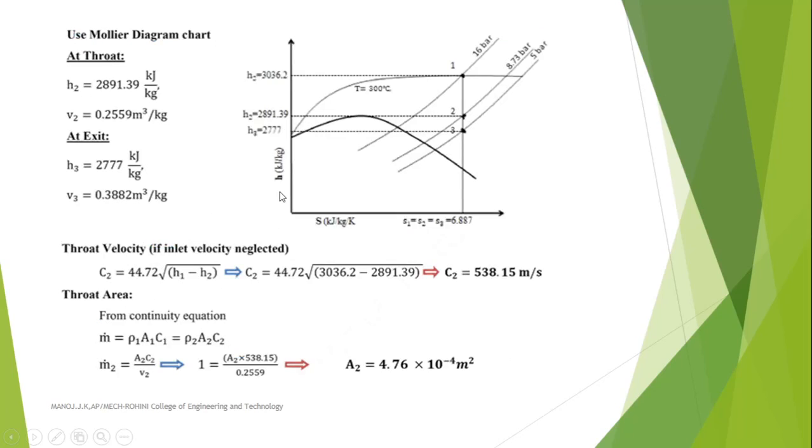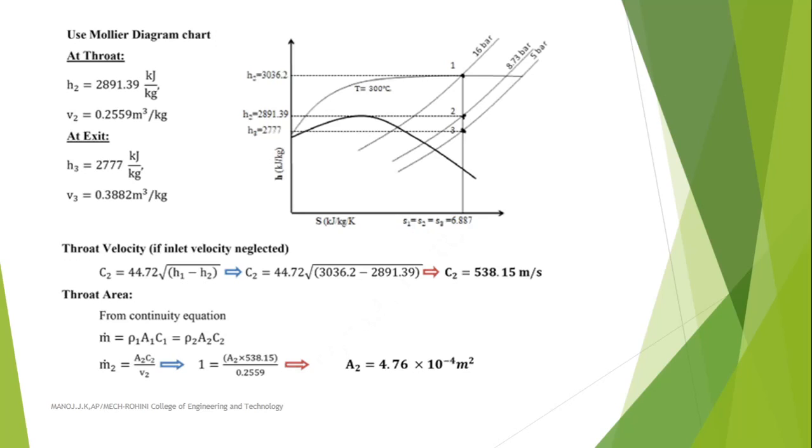Go to the Mollier chart. In the Mollier chart, there is an entropy of 6.887 kilojoule per kilogram Kelvin. We don't know the pressure, but we found P2, 8.73 bar, that is 8.8 bar. Hence, we will get the value of H2, 2891.39 kilojoule per kilogram. And from the volume lines, we found V2 is equal to 0.2559 meter cube per kg. We found all the parameters or the values of the throat region.